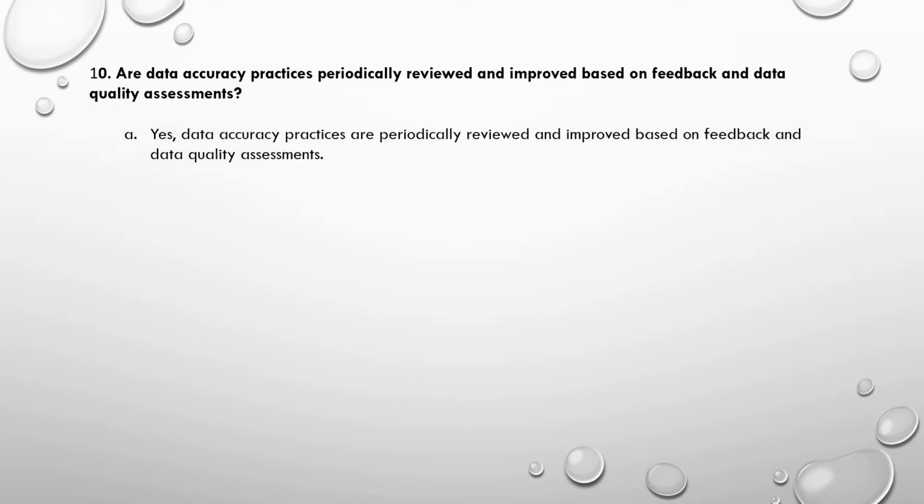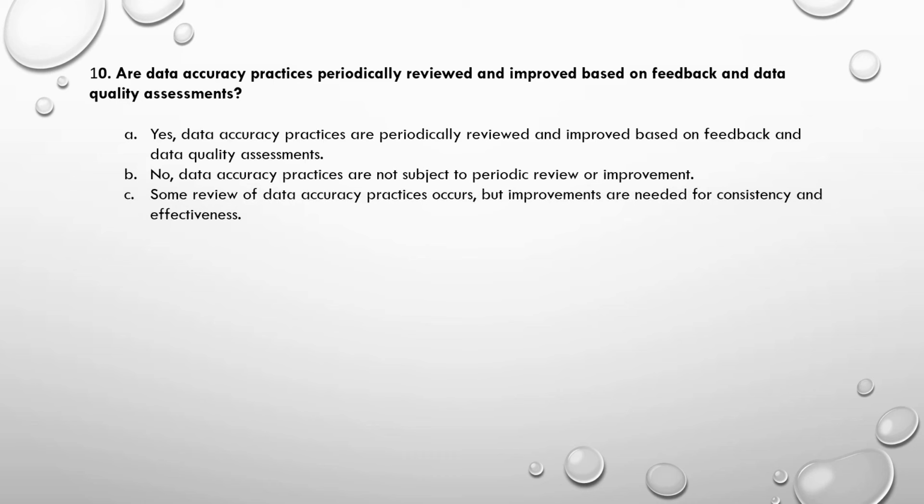The second one is data quality assessments. These are structured evaluations, often using metrics or indicators to measure the quality of data. They help identify areas where the data may be inaccurate or inconsistent. Let's see the options. Option A, yes, data accuracy practices are periodically reviewed and improved based on feedback and data quality assessments. Option B, no, data accuracy practices are not subject to periodic review or improvement. Option C, some review of data accuracy practices occurs, but improvements are still needed for consistency and effectiveness. Option D, a review and improvement of data accuracy practices have not been assessed.